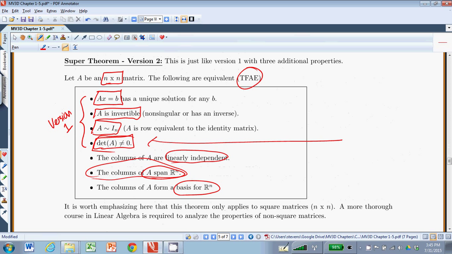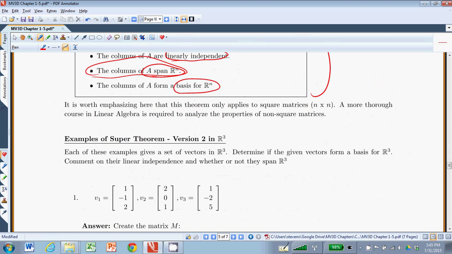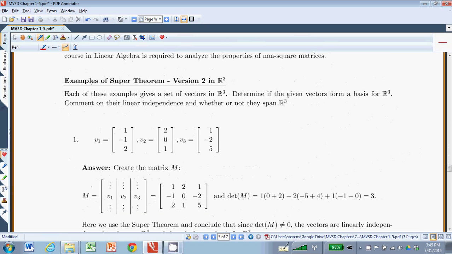Usually we start with this one. We get the matrix, we take its determinant. If it's not 0, we get all of this for free. If it is 0, all of that goes away. Again, the determinant determines a lot of things. Okay, so let's see some examples of our super theorem.